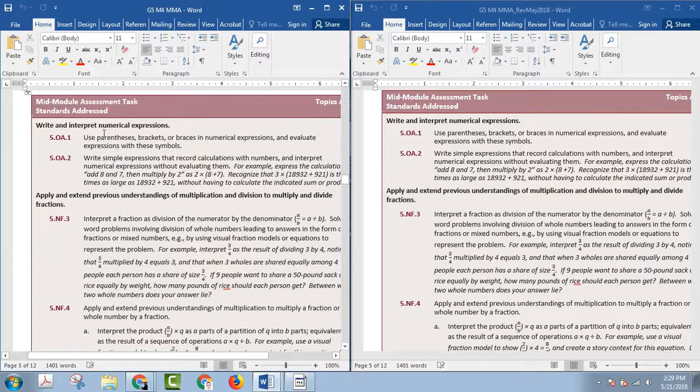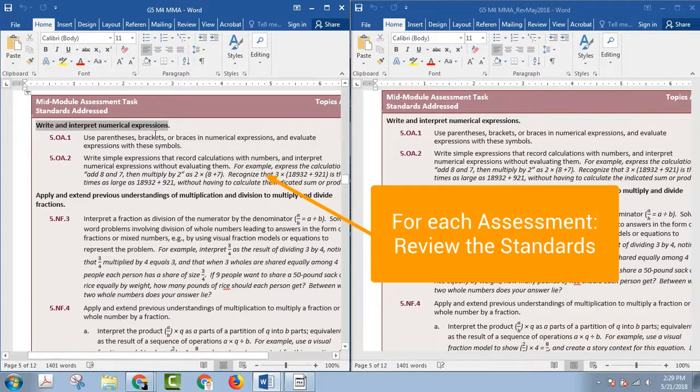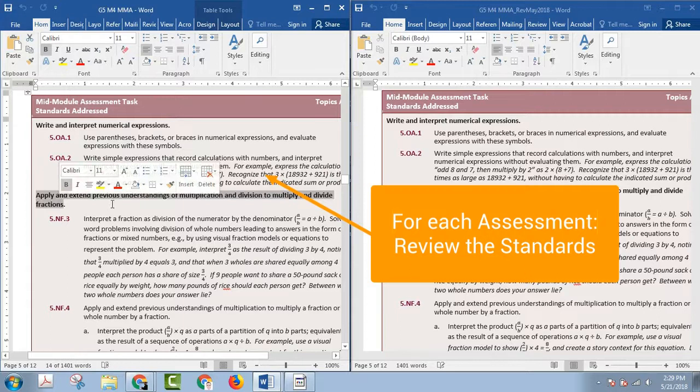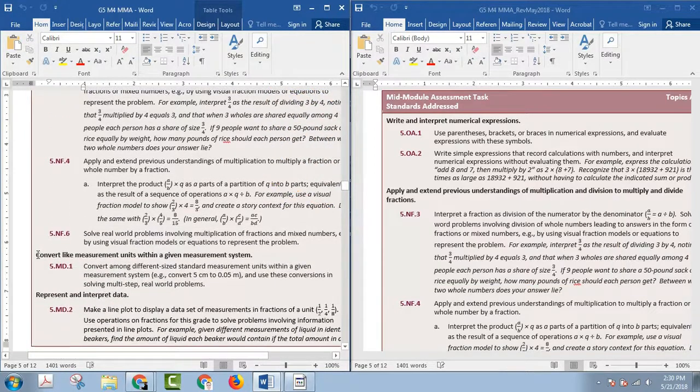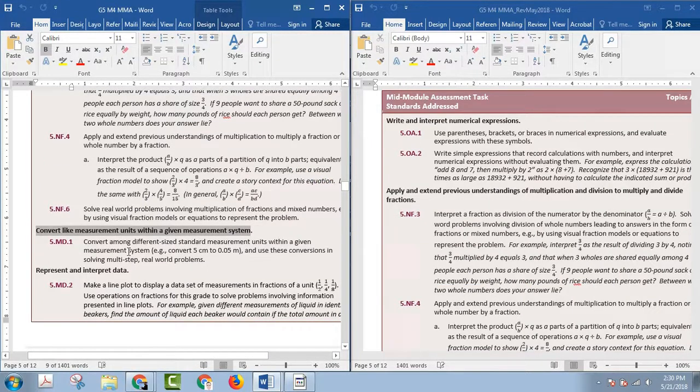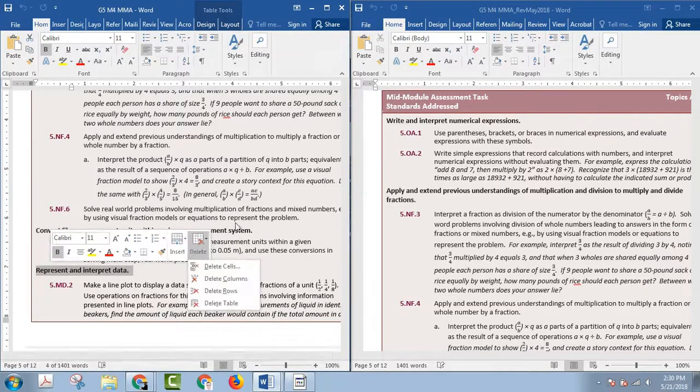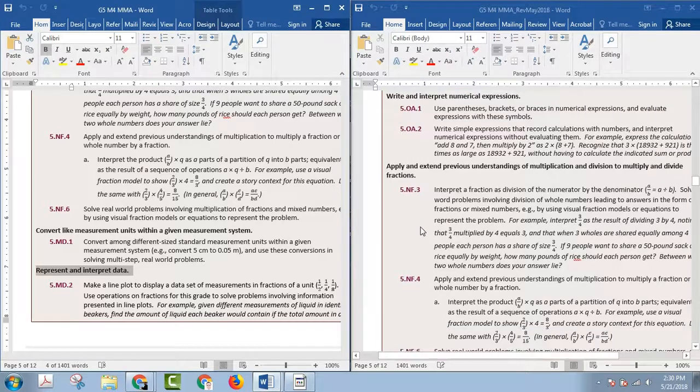So we're really looking at writing and interpreting numerical expressions, applying and extending previous understandings of multiplication and division to multiply and divide fractions, converting like measurement units within a given measurement system, and representing and interpreting data. Those are the things we're going to be looking at in this assessment.